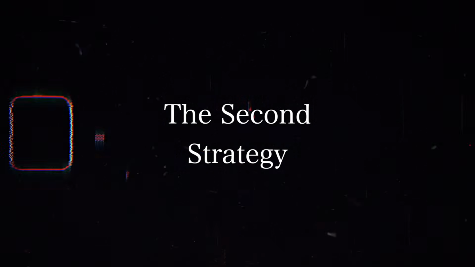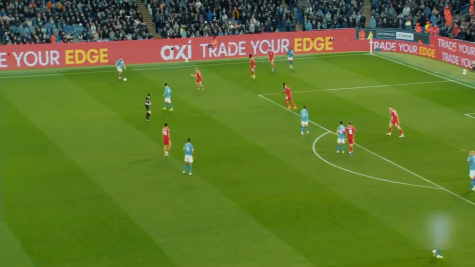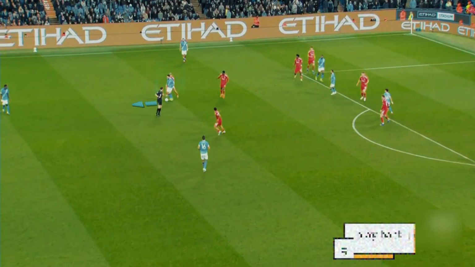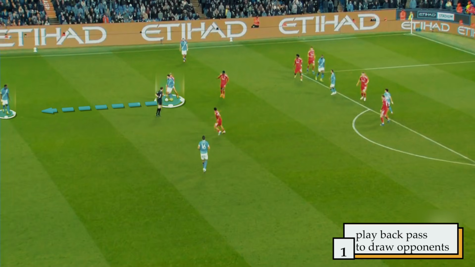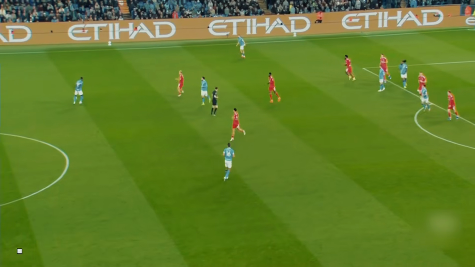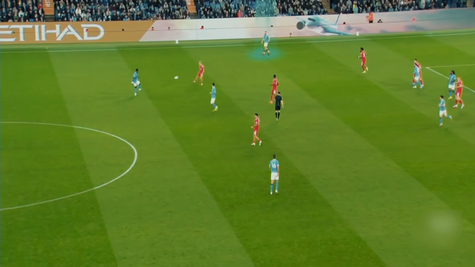The second strategy is to lure the opponent deeper, use a positional rotation to disrupt the block, and then play a quick pass between the lines. As the opponent applies strong pressure on the possessor, he plays a back pass to lure them forward. As intended, the opponent steps out, creating space in behind. The ball is then circulated back to the left side.